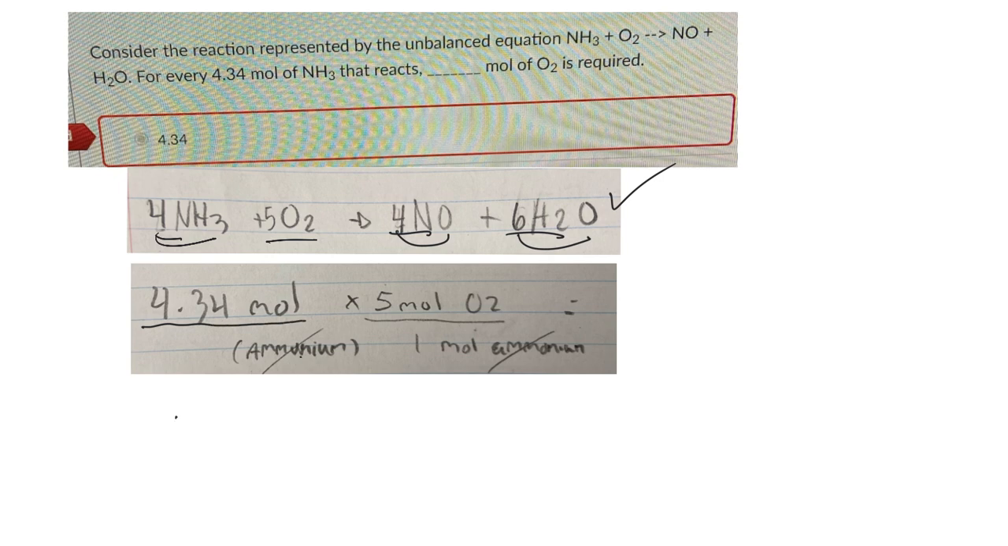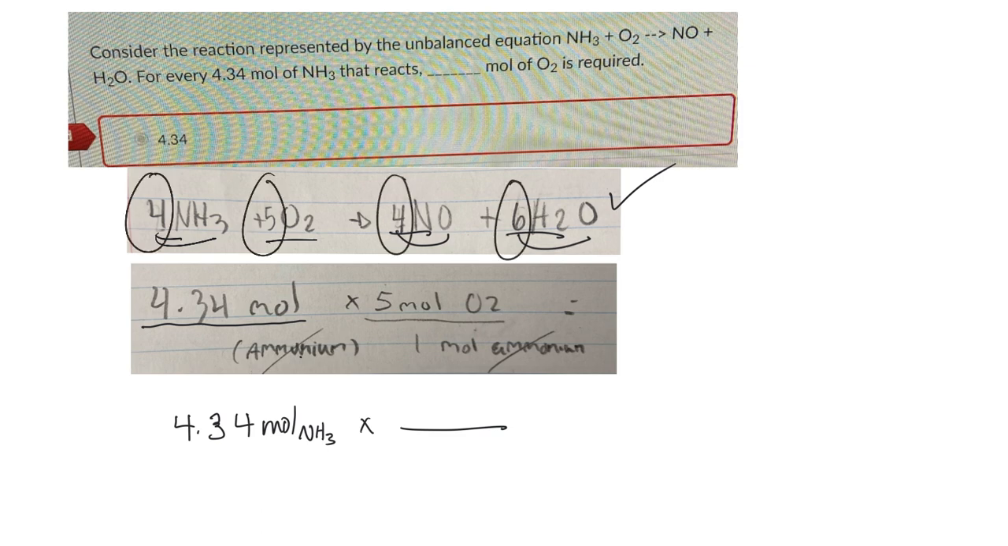so what I need, let me do this again. So 4.34 moles of ammonia times, and then I'm going to do a mole ratio, and I'm going to use the mole ratio with these numbers here for whichever ones are involved in the question. So for every 4 moles of ammonia, that's this number, they want oxygen, so I have to use this number. I need 5 moles of oxygen.